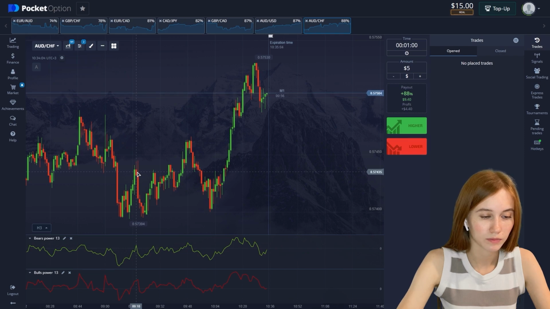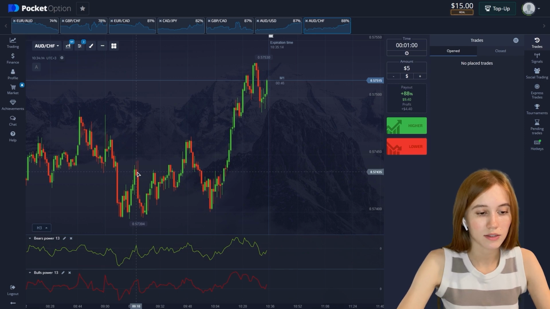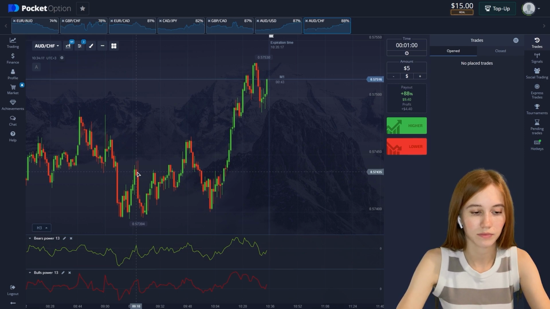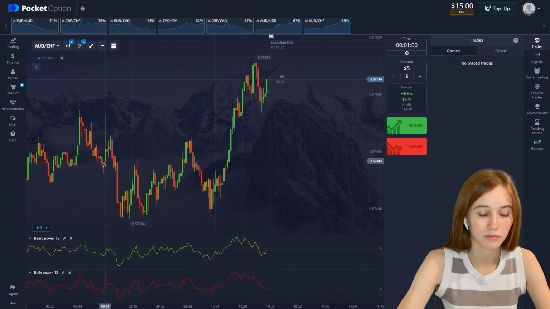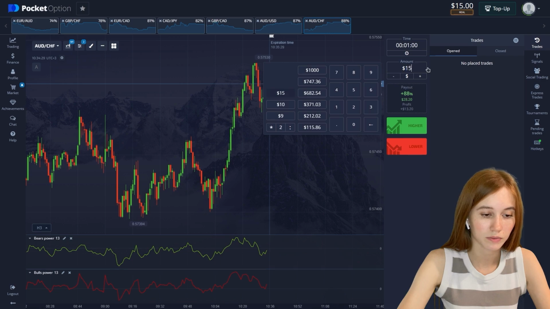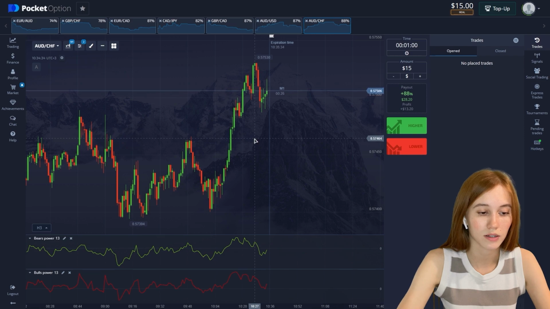Well, now let's check all the settings of the trading space. Let's start placing our first trades. $15 first. That will increase a little bit, and at some point we will reduce the amount and will not use the full balance.